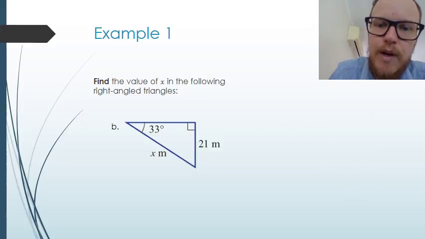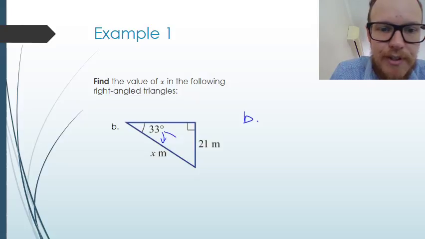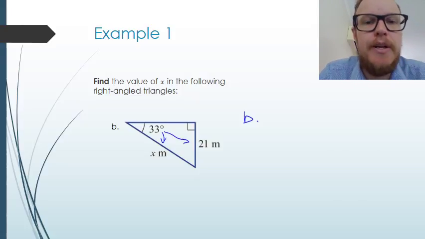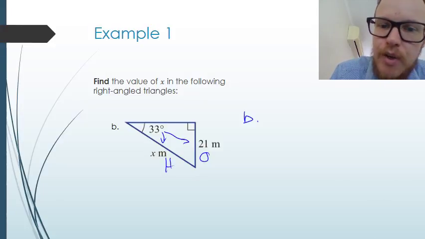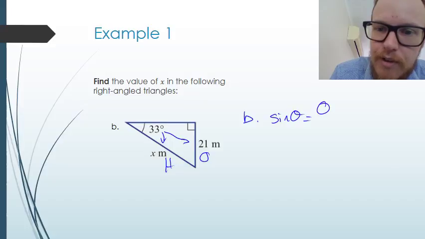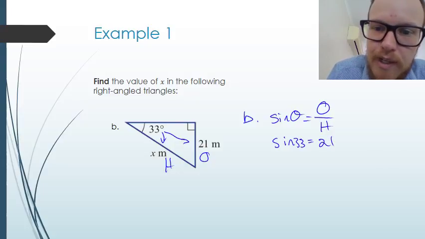For our next one here, B, we've got our angle here. We've got the hypotenuse is what we're trying to find, and the opposite. So because we've got the opposite and we're trying to find the hypotenuse, we need to use the sine function. Opposite over hypotenuse. So the angle that we have, substitute in 33. The opposite side is 21 divided by x.